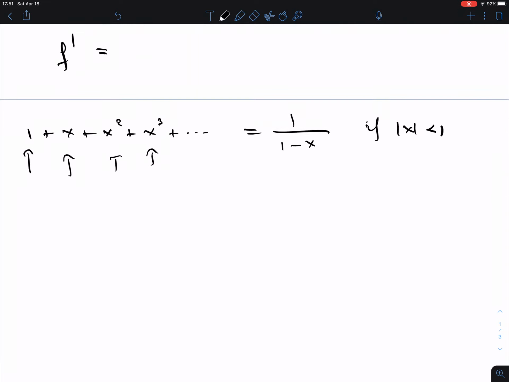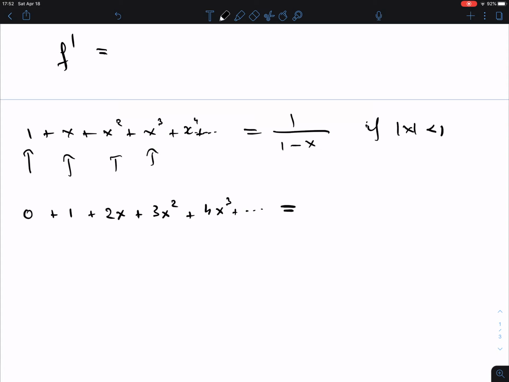So I'm taking the derivative of 1, that's 0, the derivative of x, that is 1, the derivative of 2x squared is 2x, plus 3x squared, plus, well, let's do one more, right? Plus 4x cubed, plus dot dot dot. Now, that's correct. That's how we will take derivatives of a series.